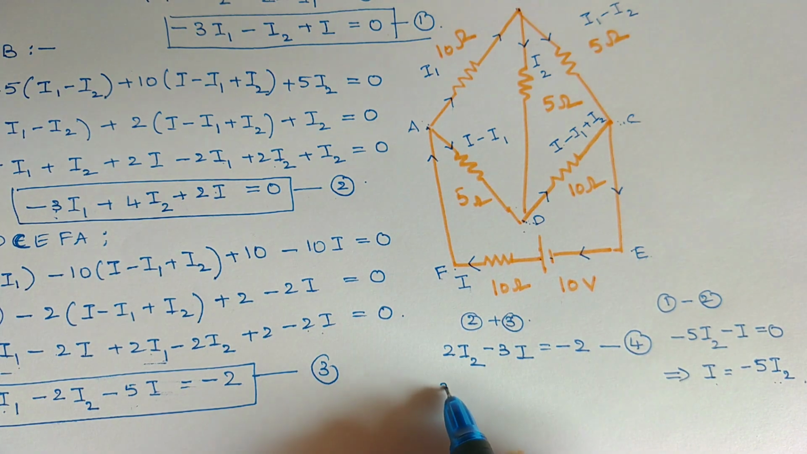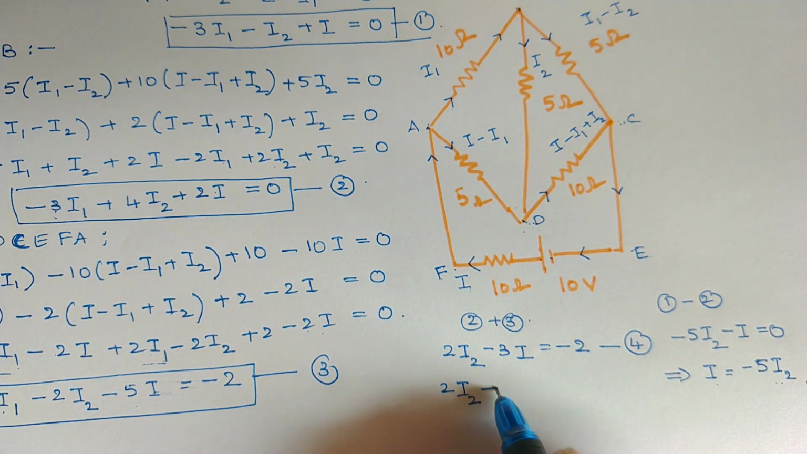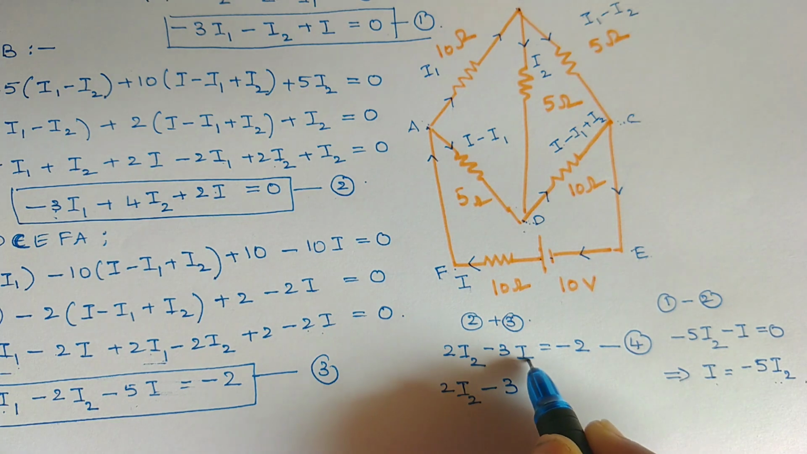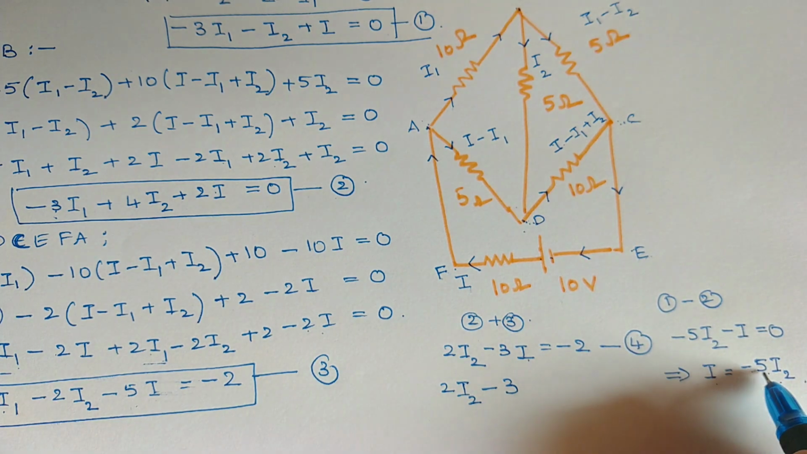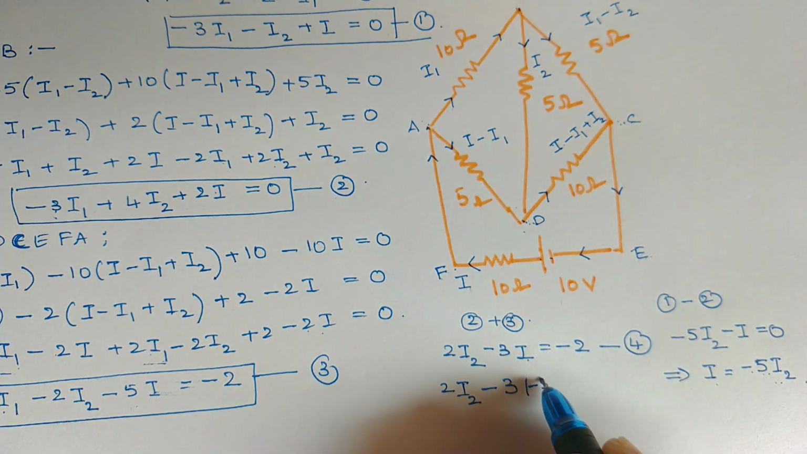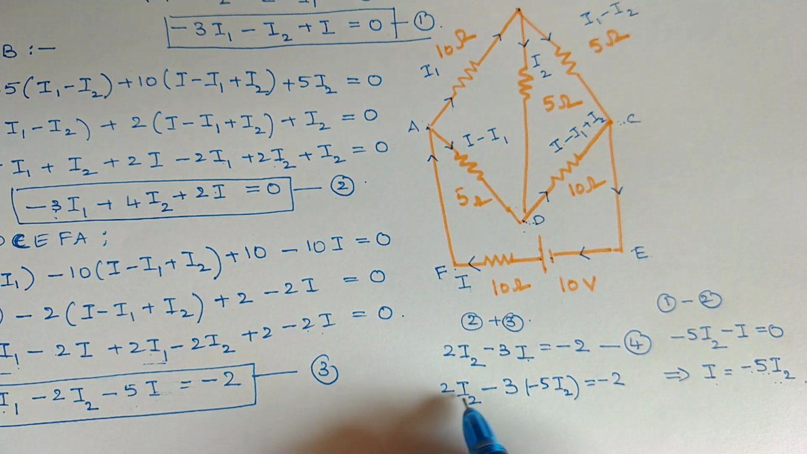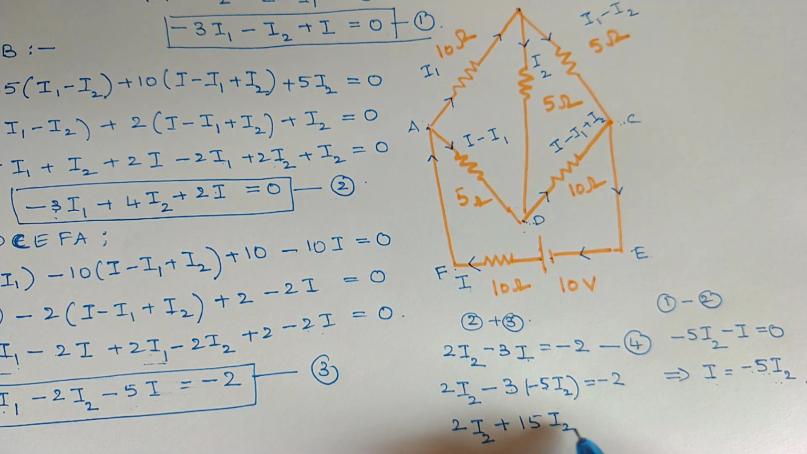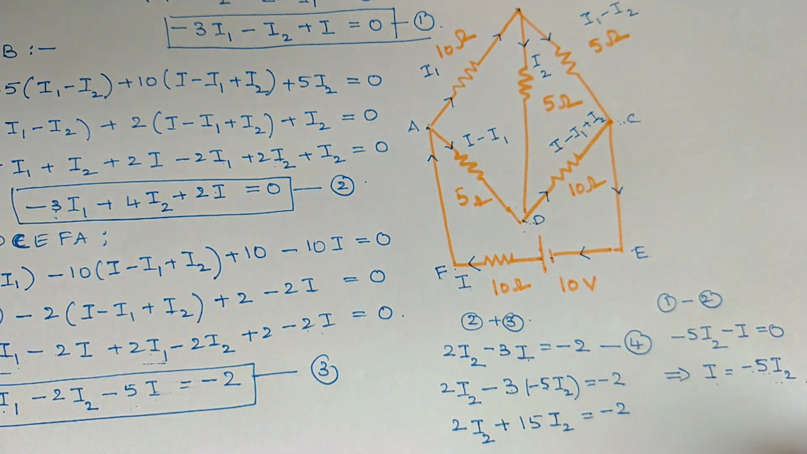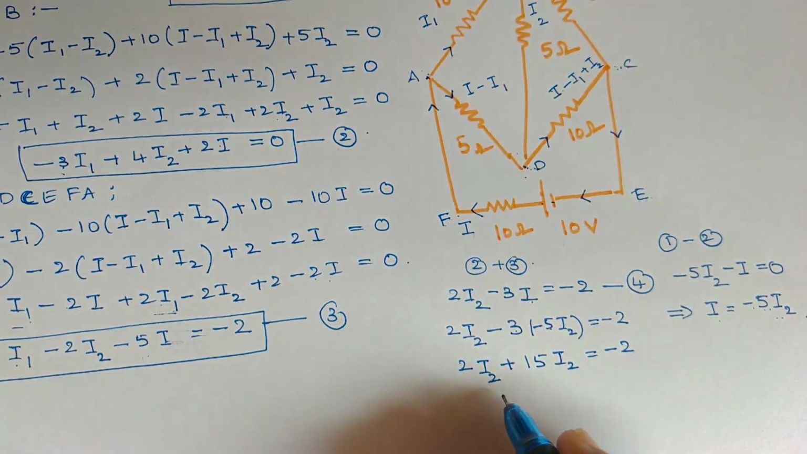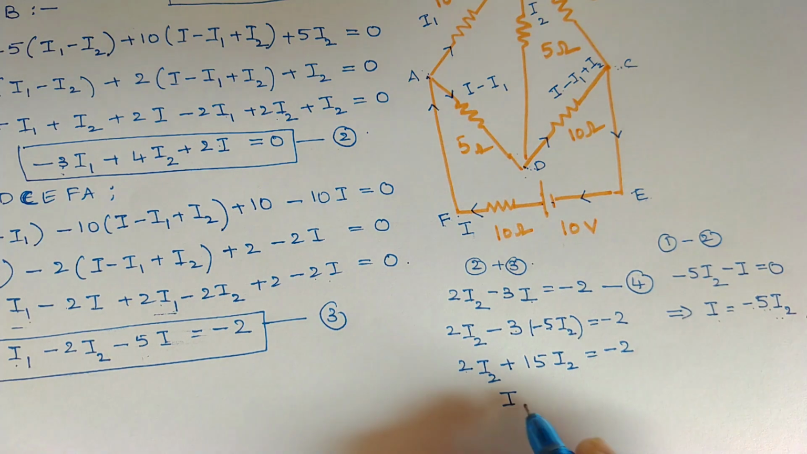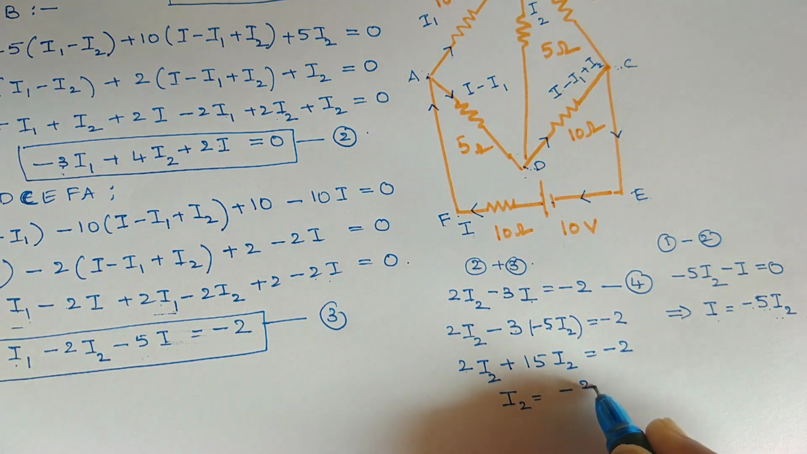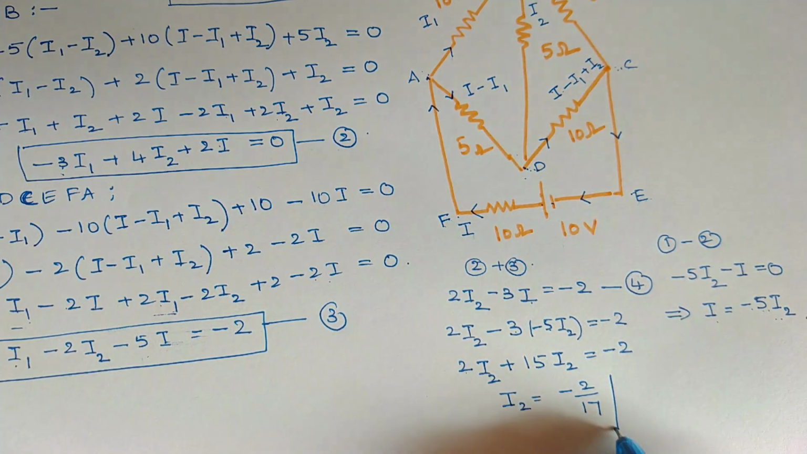Keep it in this relation. 2I2 minus 3 times of, in the place of I will write minus 5I2, minus 5I2 should be minus 2, or 2I2 plus 5 3s 15I2 is minus 2. See, did we get the value of I2? 2 plus 15, 17. So I2 is minus 2 by 17.